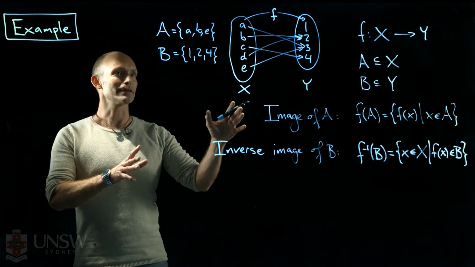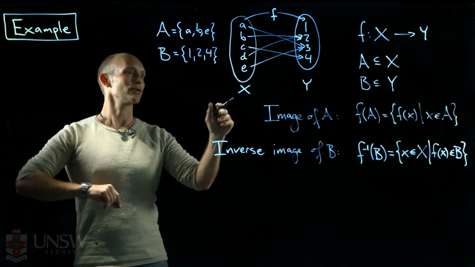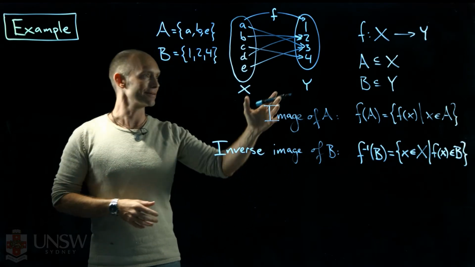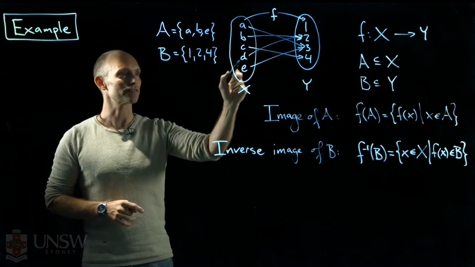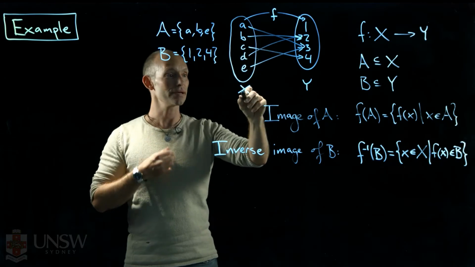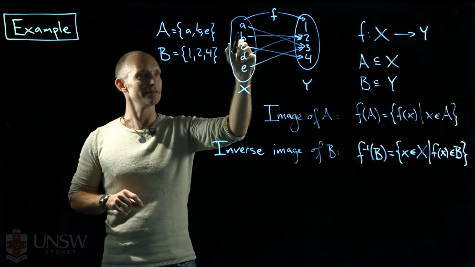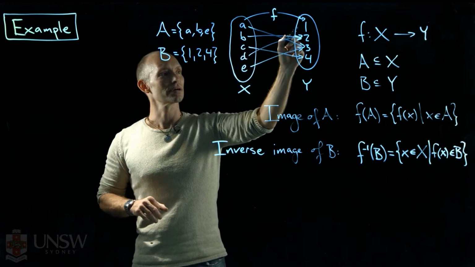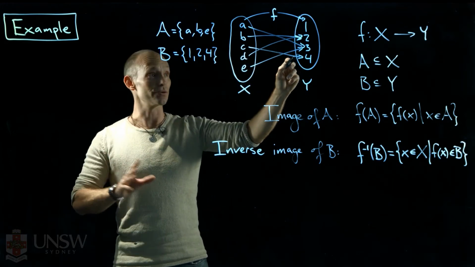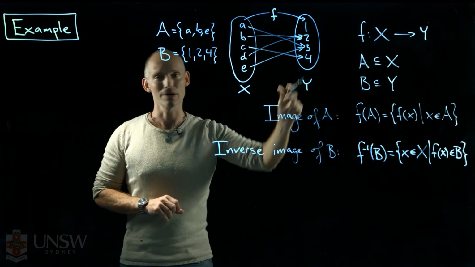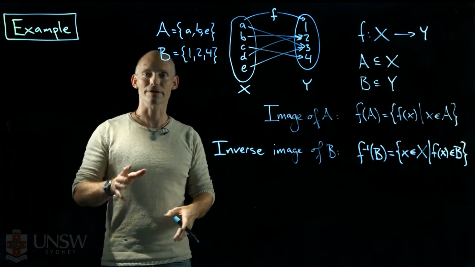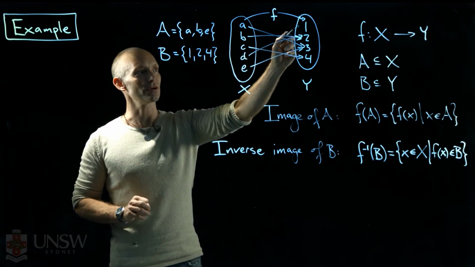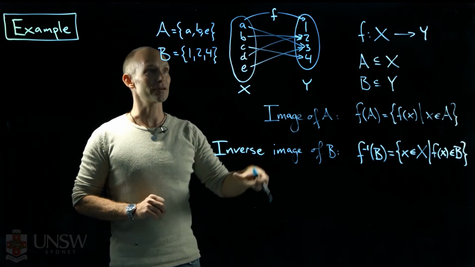So here we have an example of the image and inverse image of a particular function. Here we've got a function going from x to y. So x is here the elements a, b, c, d, e, and the codomain values are 1, 2, 3, 4. So they are the possible function values that we might have. You do note that 1, for instance, is not a function value.